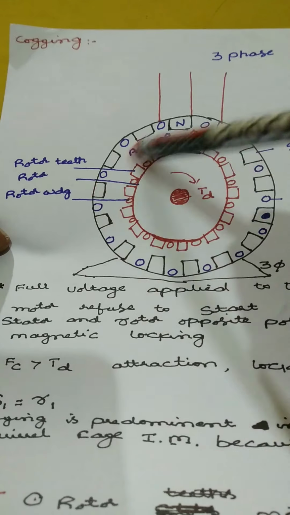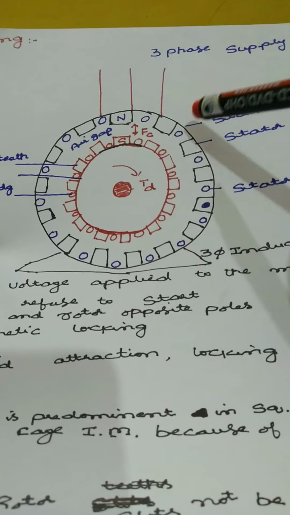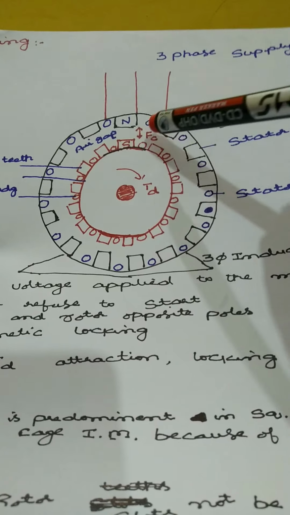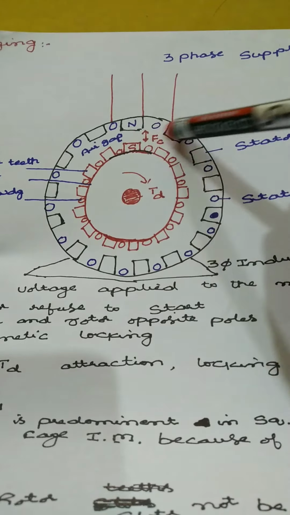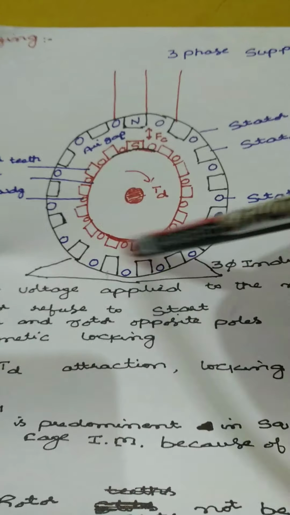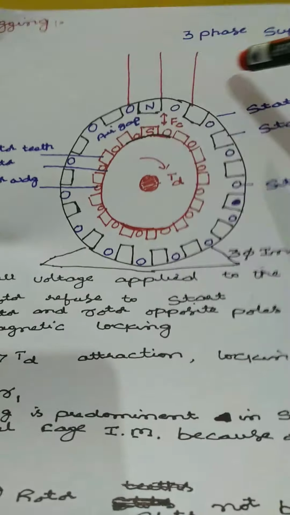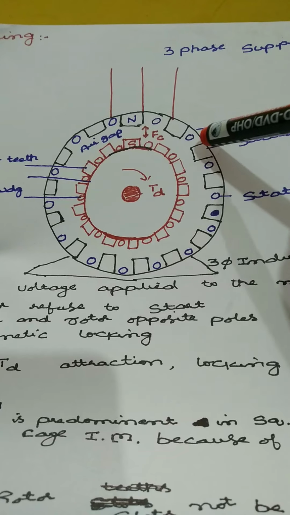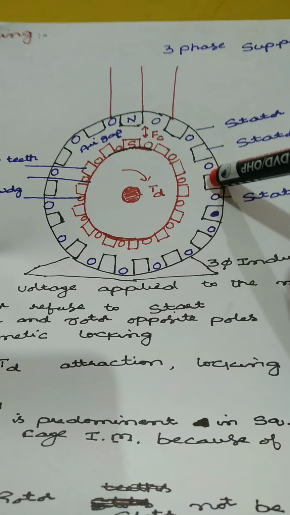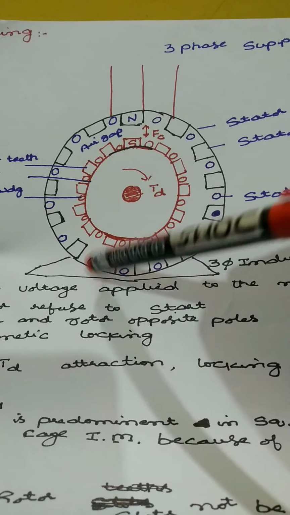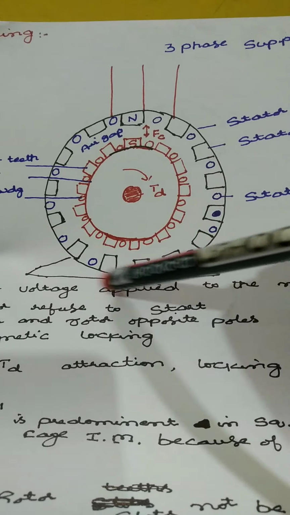A three-phase induction motor consists of two parts. One is the stator part, and then the rotor part. The stator and rotor are separated by an air gap of a few millimeters. And this is the stator teeth. These are all stator teeth, and this is the stator windings.